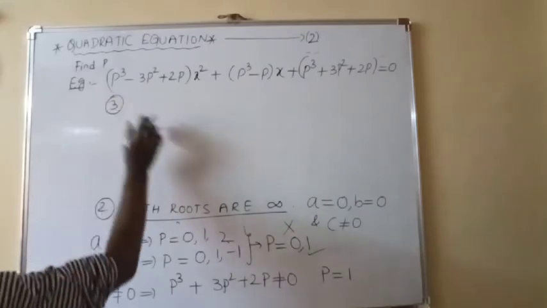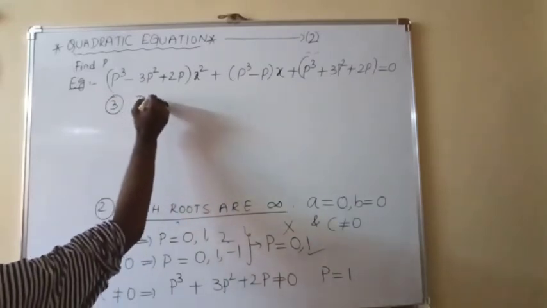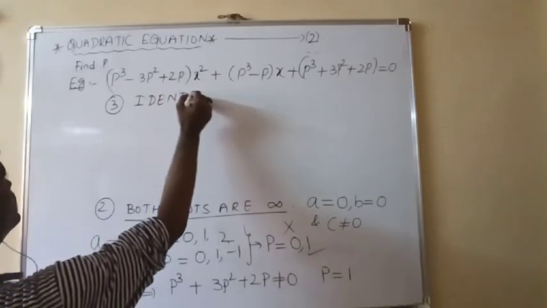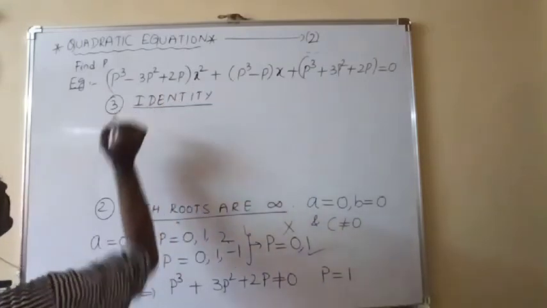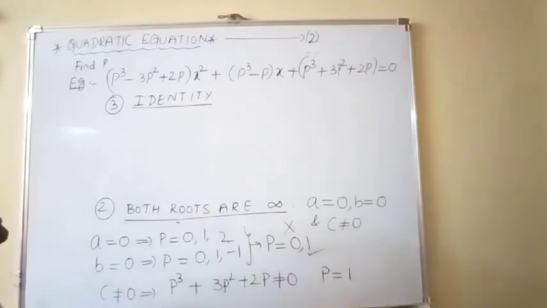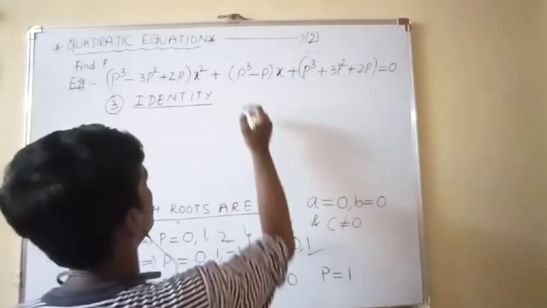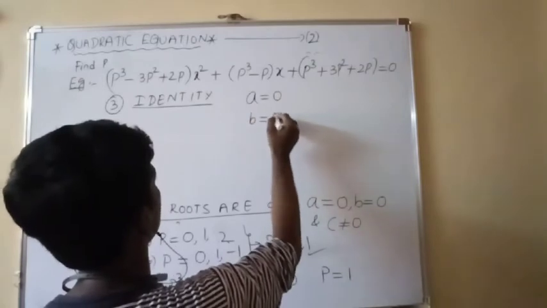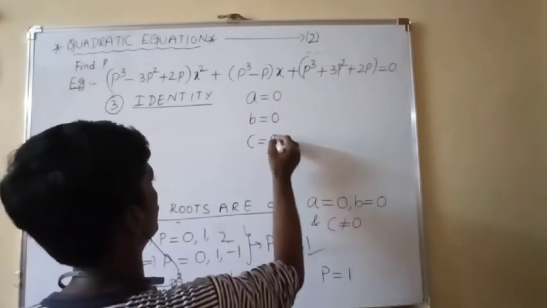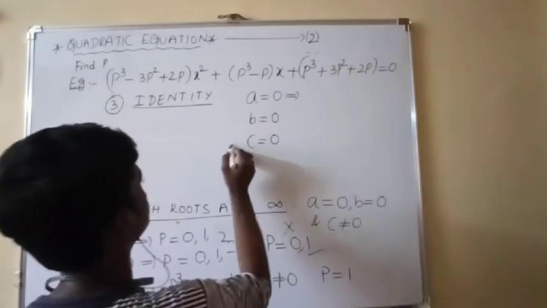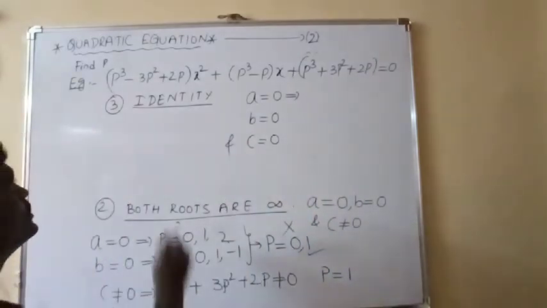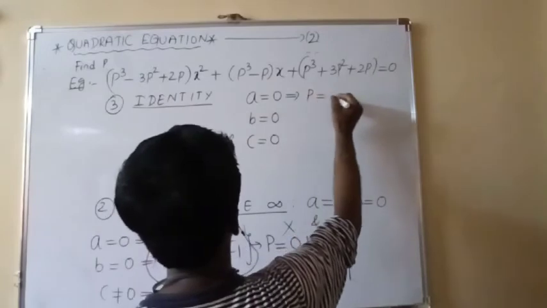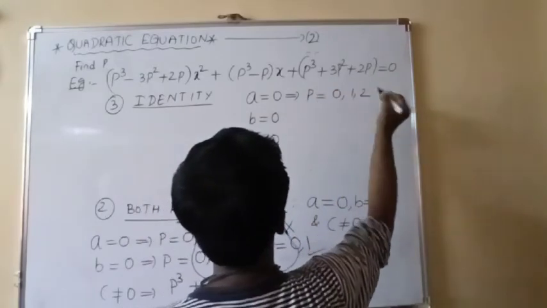What is the value of p such that this quadratic equation represents an identity? This quadratic equation becomes an identity if all its coefficients are equal to 0: A value 0, B value 0, C value 0. When A is equal to 0, that is p cube minus 3p square plus 2p equal to 0, you will get P value 0, 1, 2.